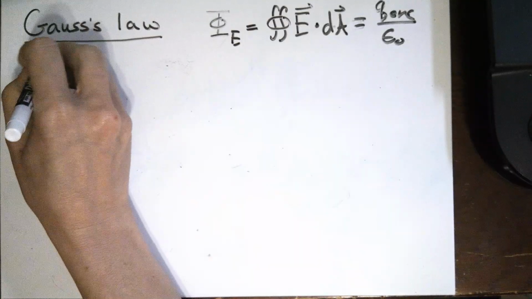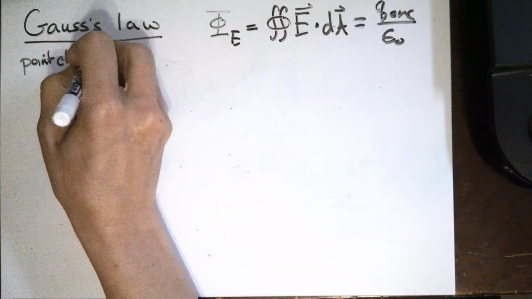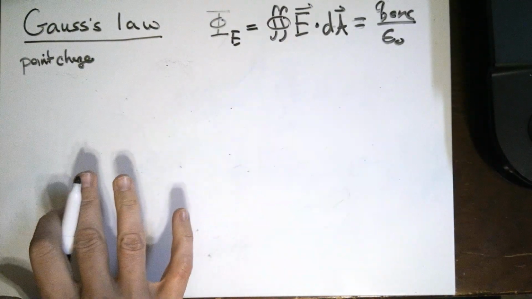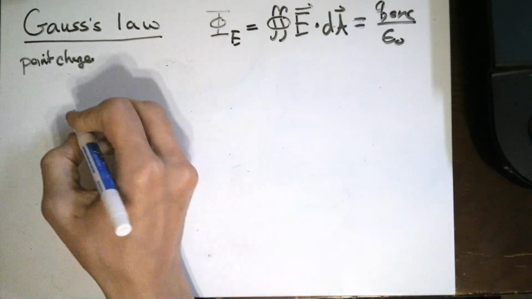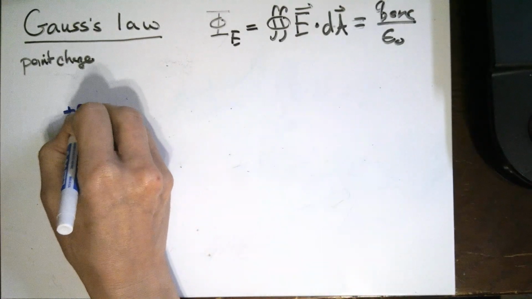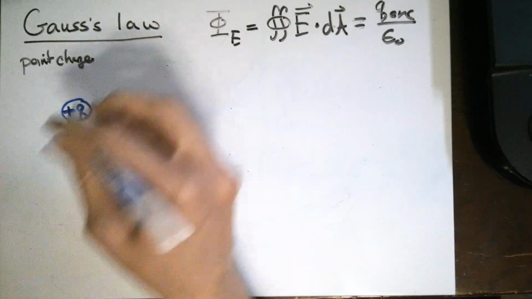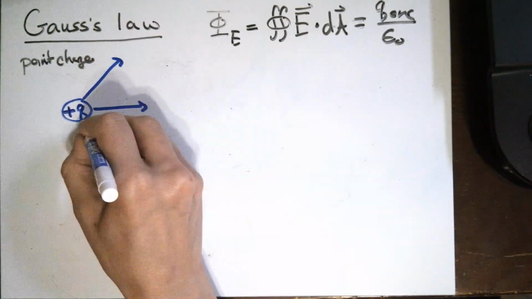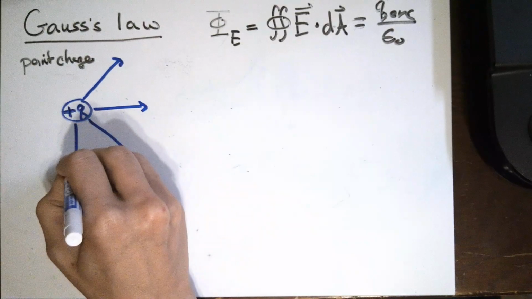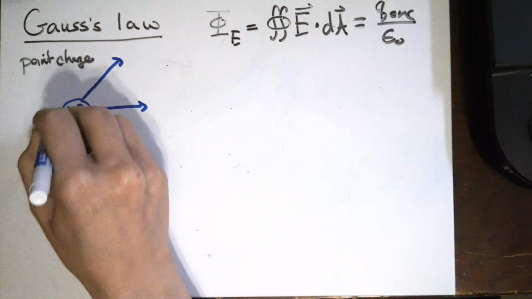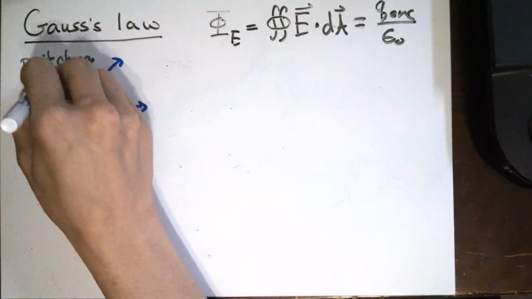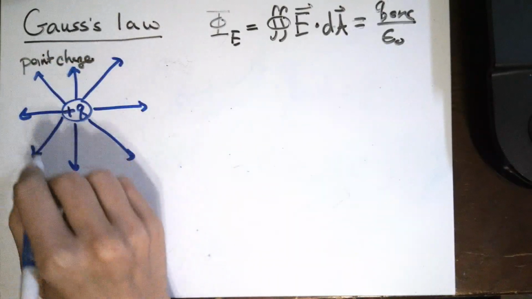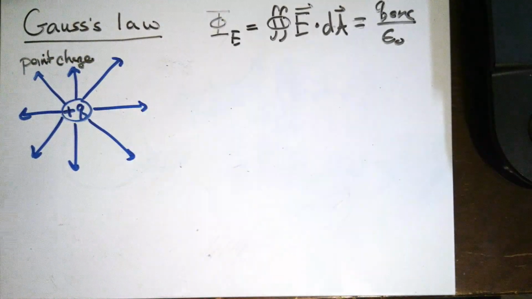So for a point charge, that's going to be a setup like this. We've got our charge. Let's just make it positive for argument's sake. We know that the electric field of a point charge goes out radially like this. It gets weaker as you get farther away, stronger as you're closer in. So that's what the electric field's doing.